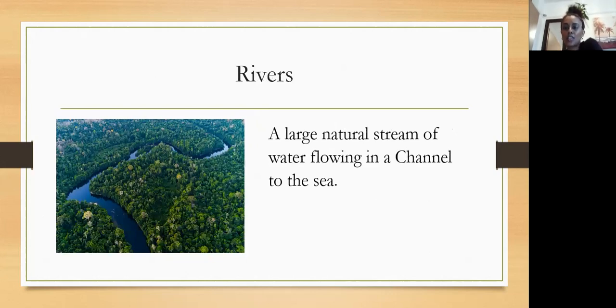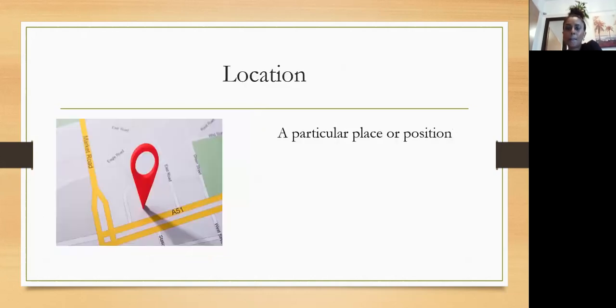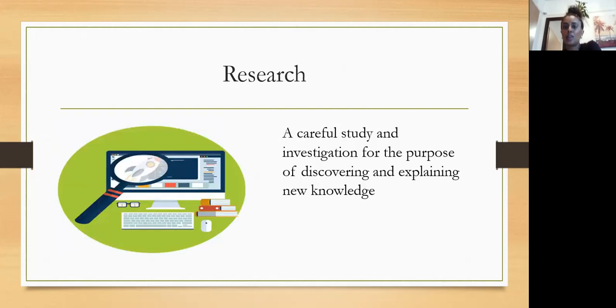Rivers, a large natural stream of water flowing in a channel to the sea, is a river. Location is a particular place or position. So for example, if I was going to meet my friend in the park, I might say, where is your location? Or send me your location, as that's something which modern day technology now allows us to do, send your location of where you are. Research is a careful study and investigation for the purpose of discovering and explaining new knowledge. So you research something in order to discover something new and then explain the new knowledge that you've now come across.